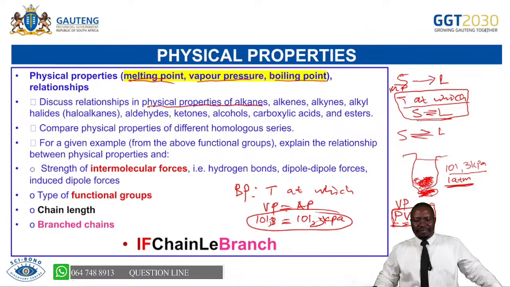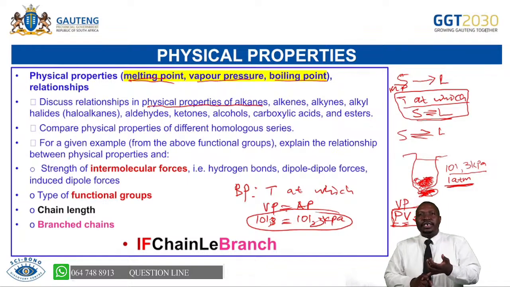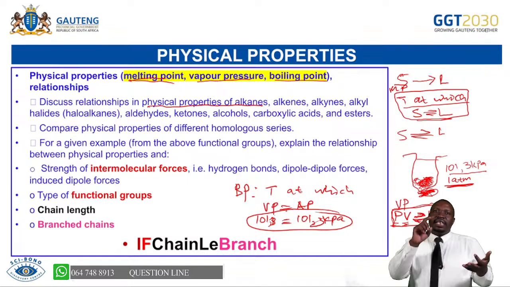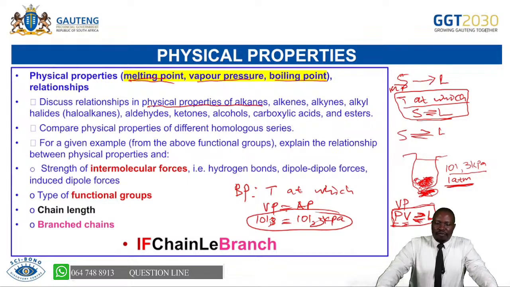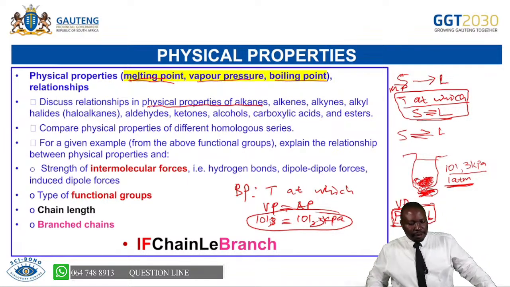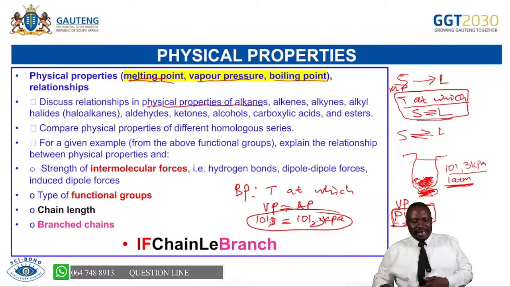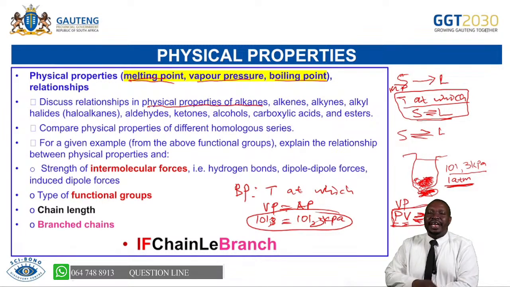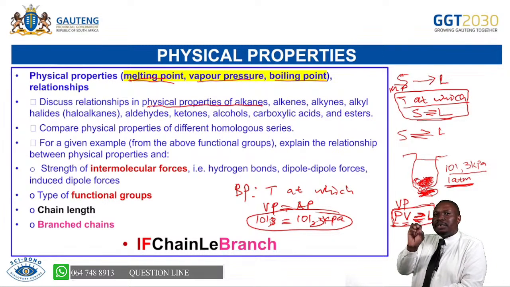Now we're going to compare the physical properties of different homologous series. So we're going to compare the melting point, the boiling point, and the vapor pressure of different homologous series. For a given example from the above functional groups, we're going to explain the relationship between physical properties and the following. Now, these are your independent variables, what the physical properties depend on.